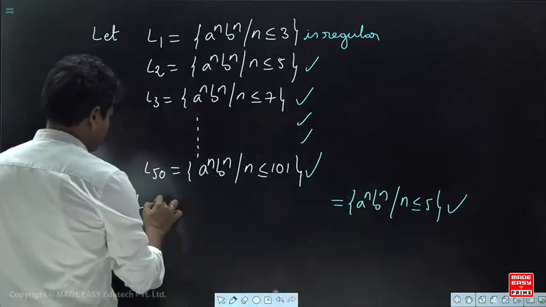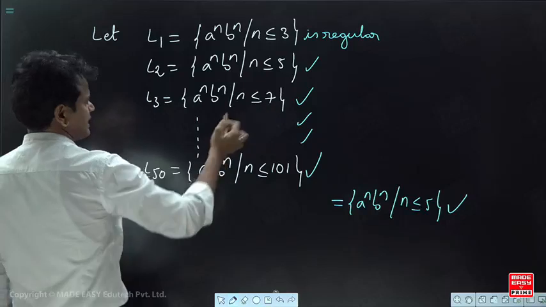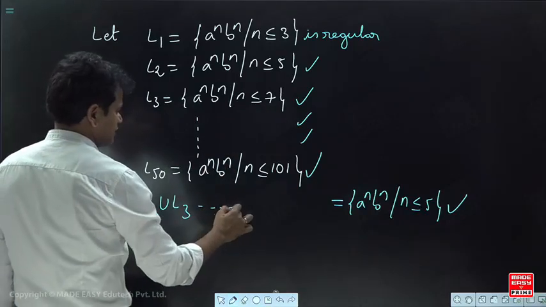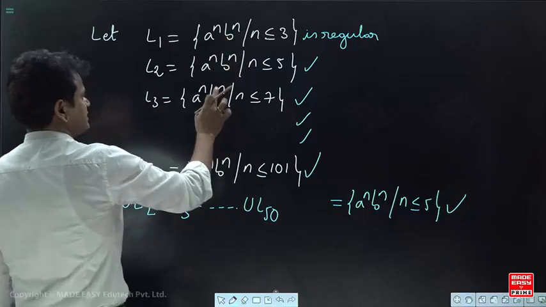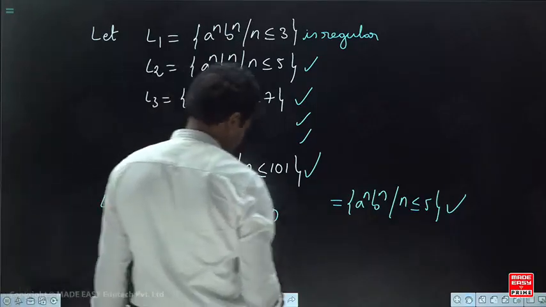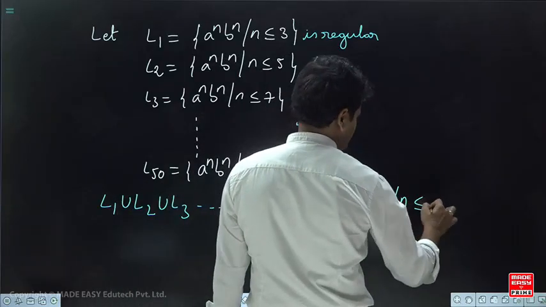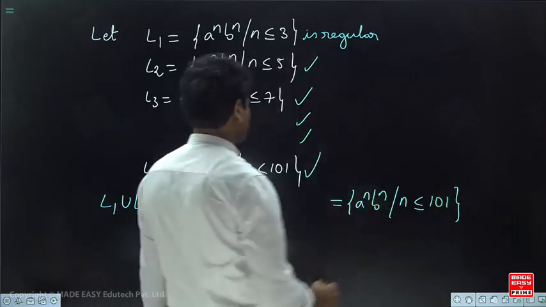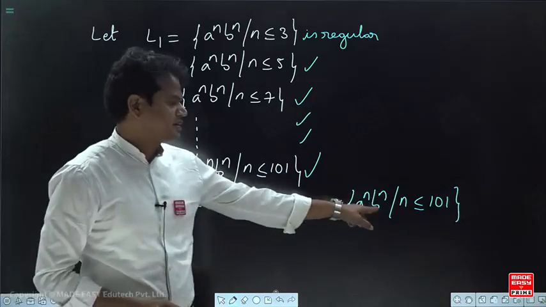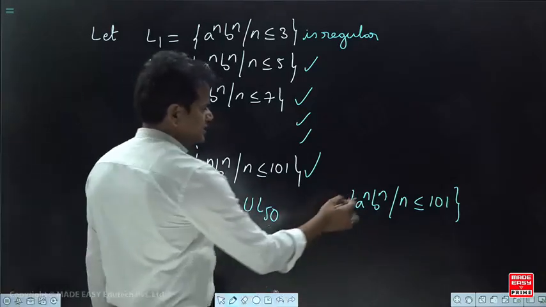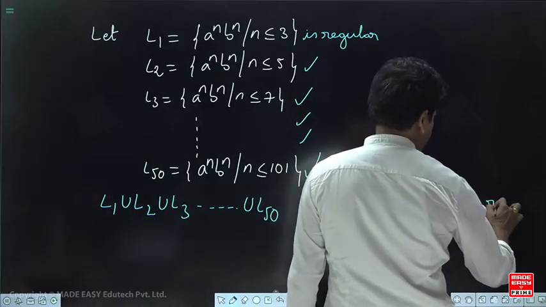Now if I take L1 union L2 union L3, a^n b^n, n less than or equal to 7. So on, union L50, what will you get? You will get n less than or equal to 101. Now guys, tell me, is this regular or not regular? Of course, the relation is finite. This is regular. Okay guys.